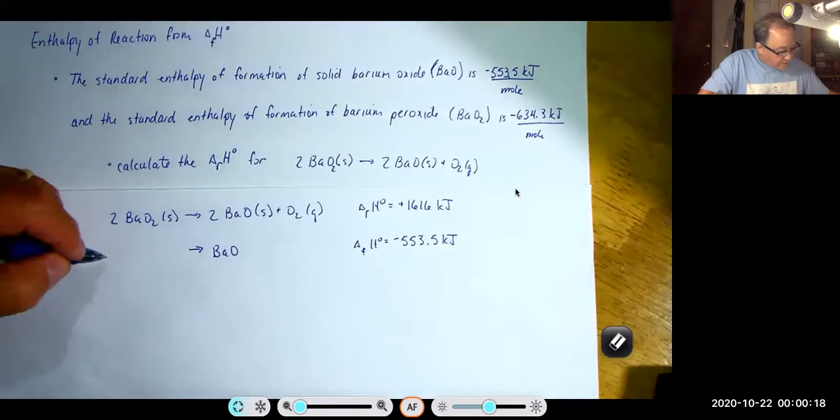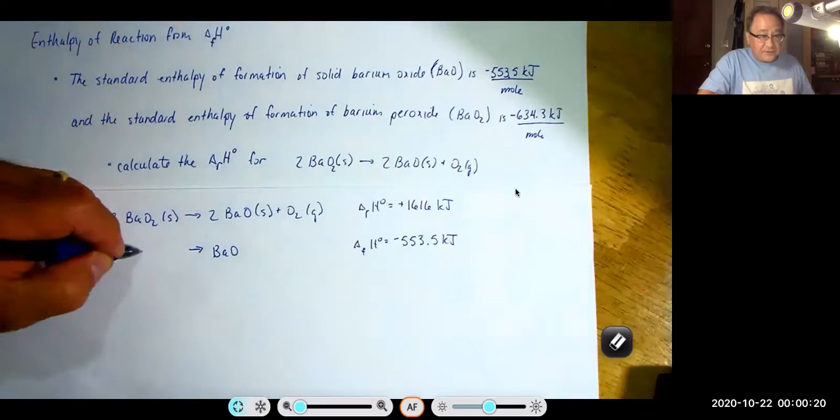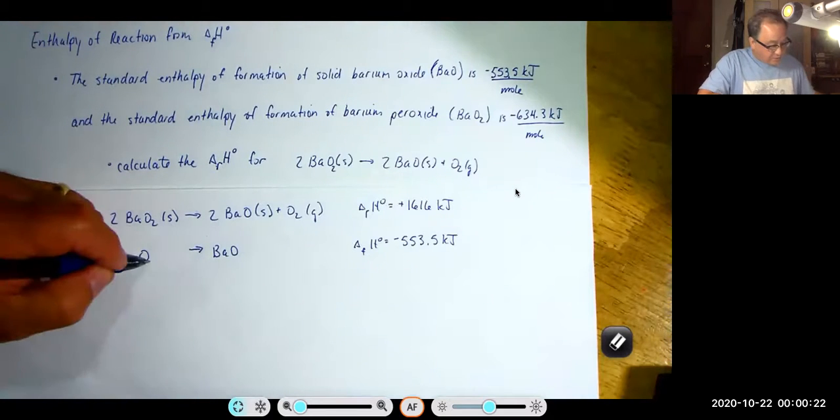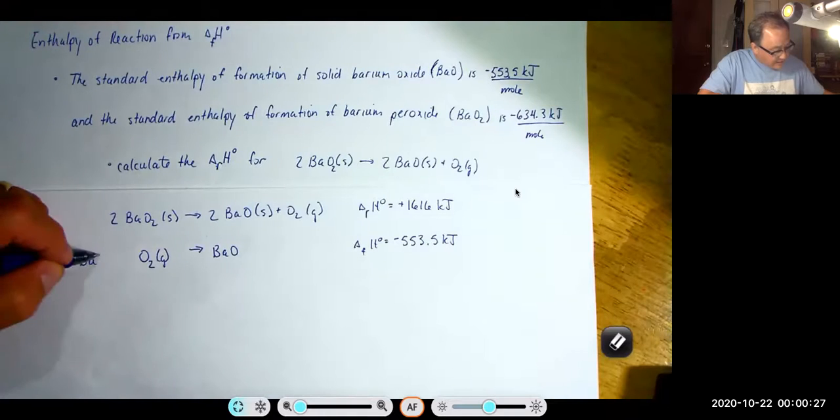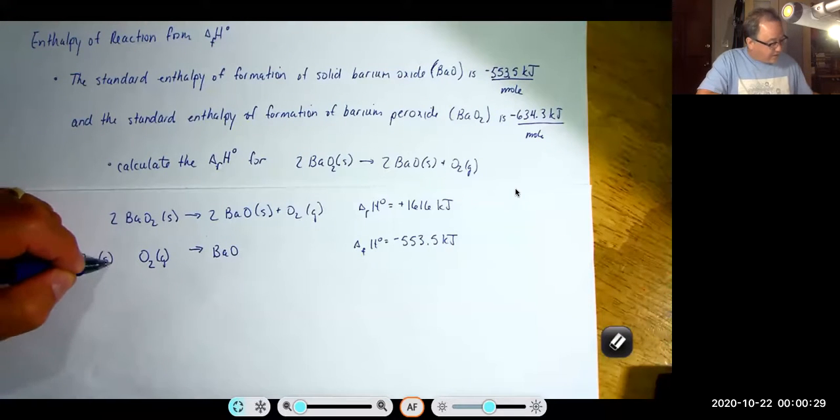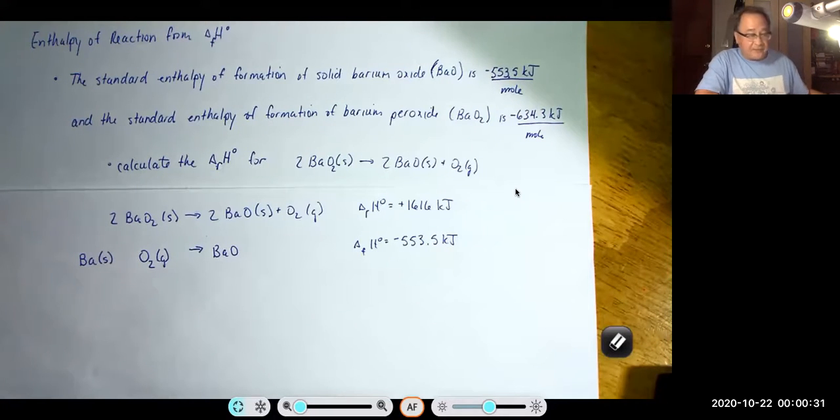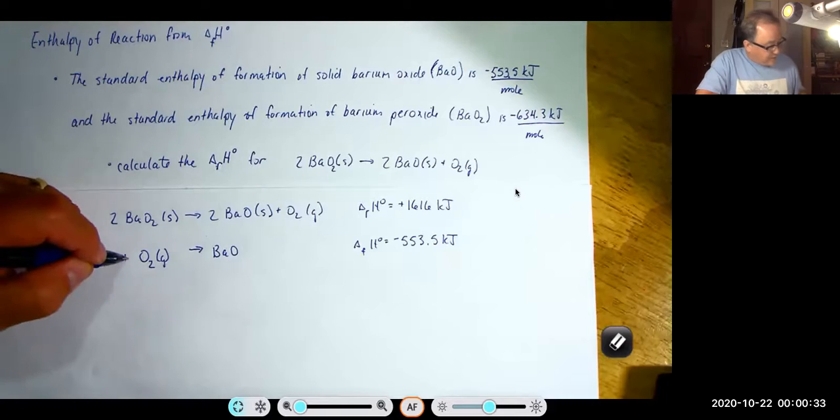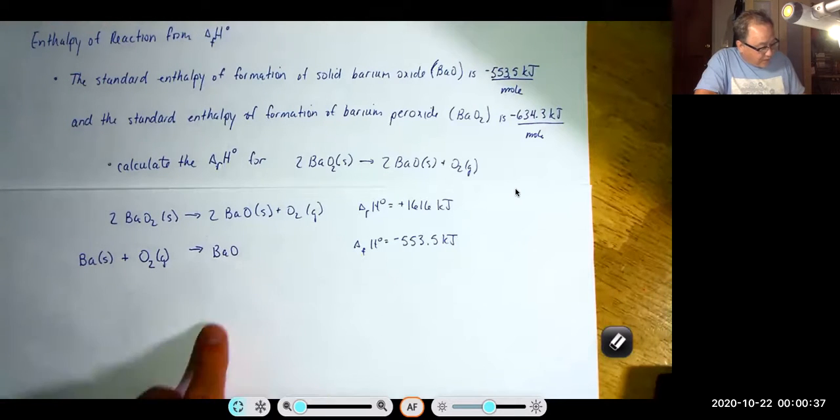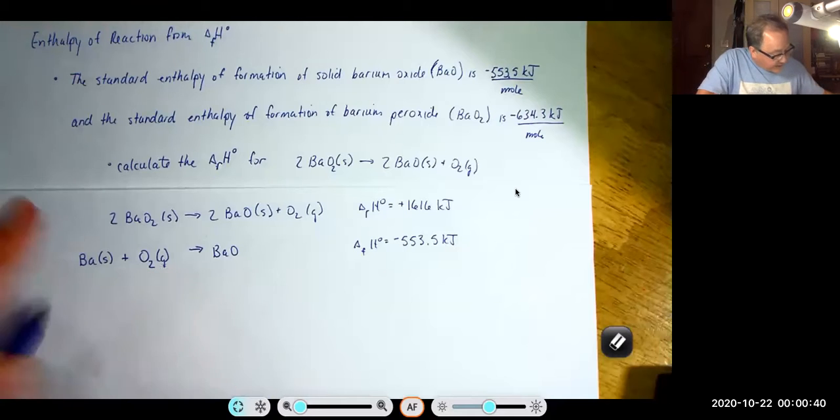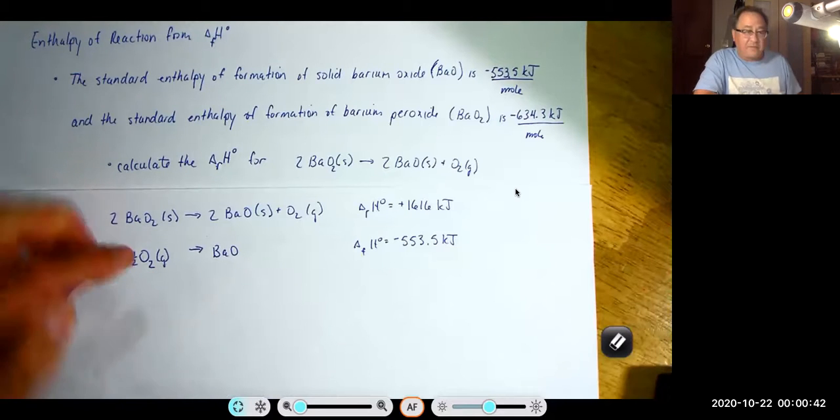And we're going to start with barium and oxygen. Oxygen is a homonuclear diatomic, and it's a gas. Barium is not, and it's a solid. How do I know it's a solid? Well, because it's a metal. Okay, to balance it, 1 barium, 1 oxygen, 2. I need half here, so I end up having 1 oxygen.